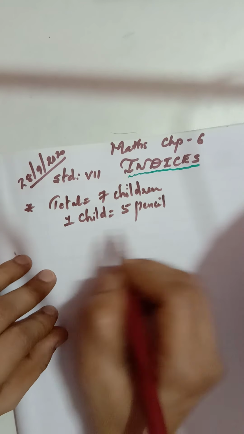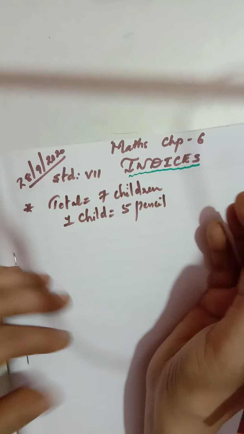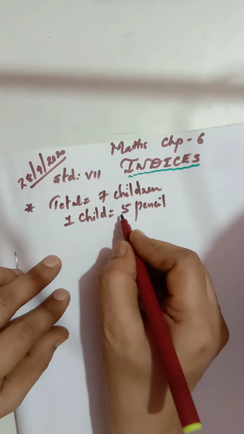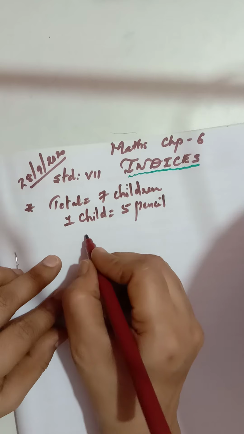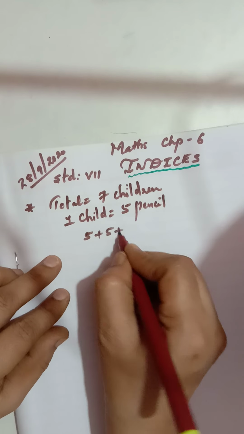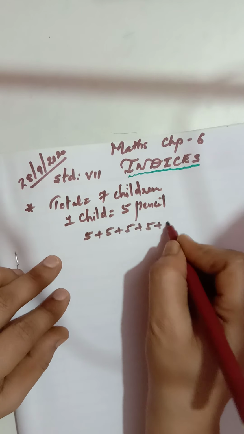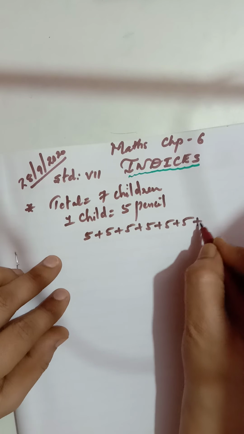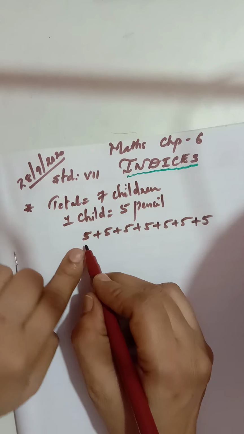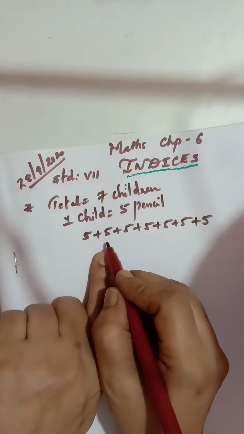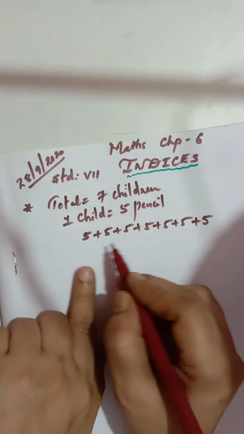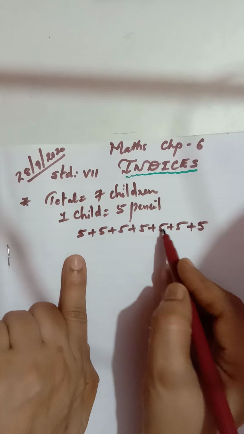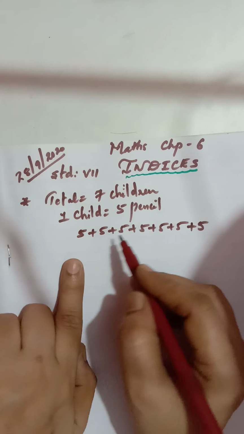Now here, what will you do? You will do it simply. 7 children in total, and you are giving 5 pencils to each, so 5 plus 5, 7 times: 1, 2, 3, 4, 5, 6 and 7. That means you give one child 5 pencils, the second child 5 pencils, the third child 5 pencils, and this goes on. Here 1, 2, 3, 4, 5, 6, 7. So you are writing this.